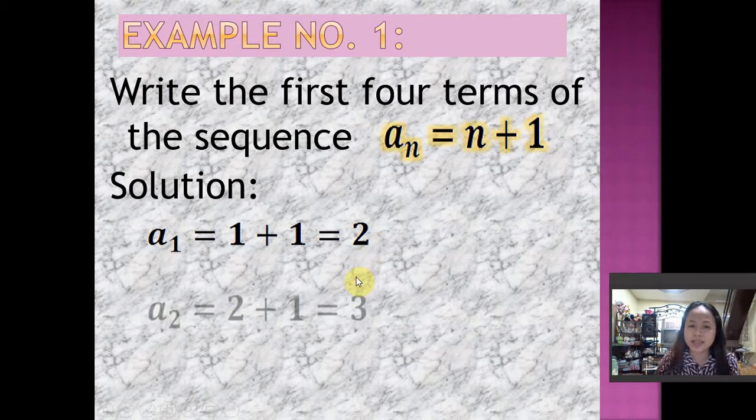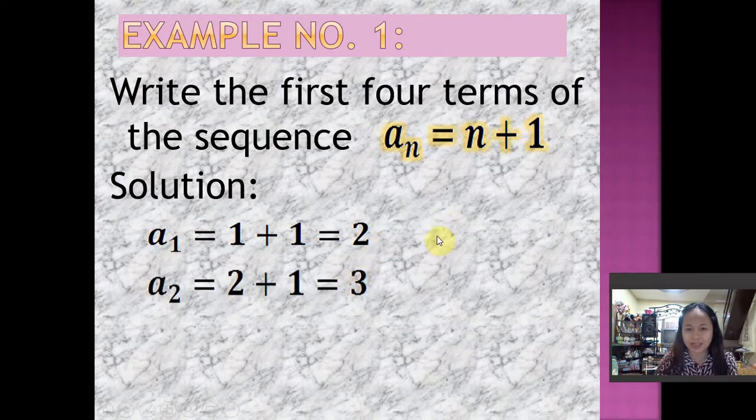Now, to get the second term, take note, it's the second term now. So our n will become 2 since we are talking about the second term. So n will be replaced with 2. And our n here will be replaced with 2. So 2 plus our constant 1 here. So 2 plus 1, and that is 3. Therefore, our second term is 3.